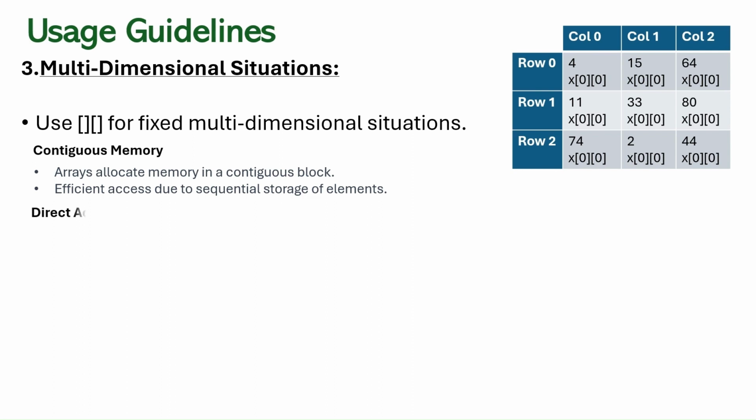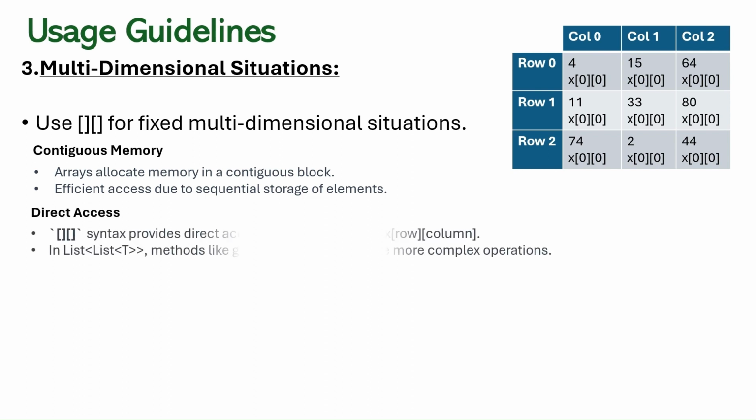Let us go over the next reasoning, which is direct access. The double square bracket syntax provides direct access to elements with a simple syntax like matrix, then row and column. Let us go over this example. x[0][0] gives you access to the element in the first row and first column, which is 4. In a list syntax, you need to use methods like get and set, which might involve more complex operations and hinder direct access efficiency.